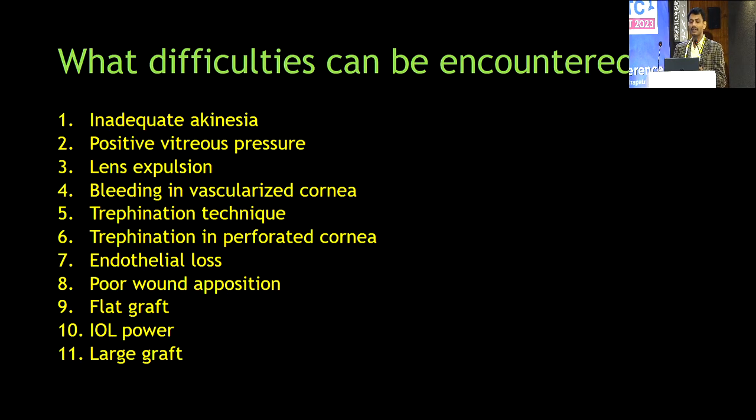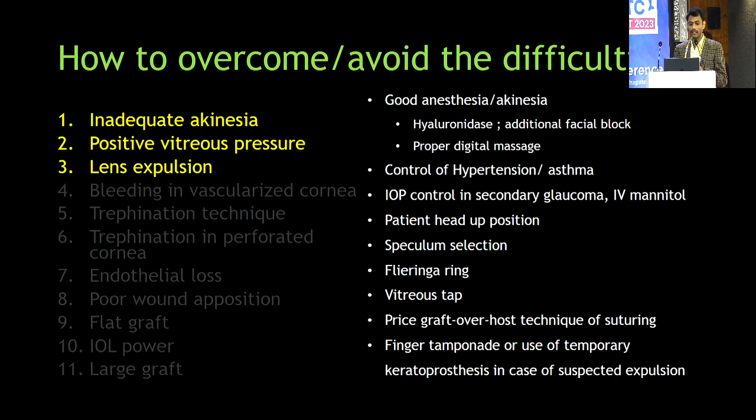So what are the common difficulties we will be encountering? I will be discussing each in detail. Inadequate akinesia, positive vitreous pressure, or lens expulsion: we need a very good anesthesia, so mixing hyaluronidase to the block as well as a proper digital massage. Pre-operatively we also need good control of hypertension as well as bronchial asthma to avoid positive pressure. We also need to control the IOP, especially in cases of secondary glaucoma, by giving pre-operative IV mannitol. Keeping the patient's head position slightly up will also decrease the pressure.